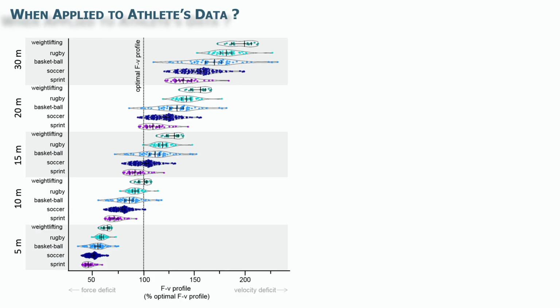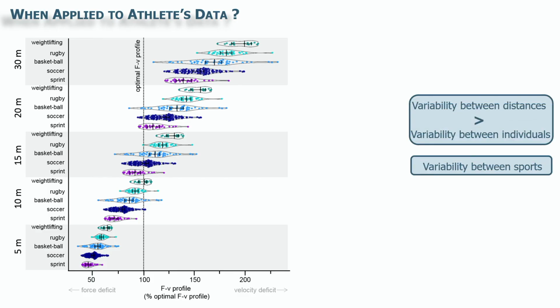And we can observe that there is a big variability according to the sprint distance. So everybody for 5 meters presents a force deficit. For 30 meters, they present a velocity deficit. We have some variability between athletes in the same sports, but this variability is lower than the variability between the distances.